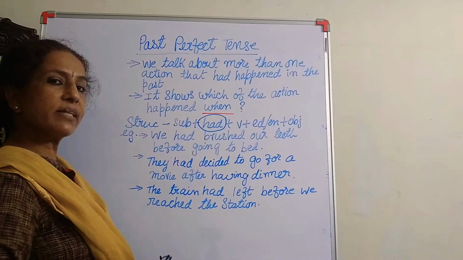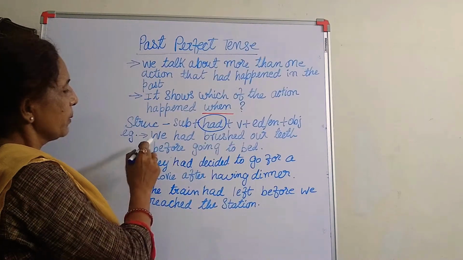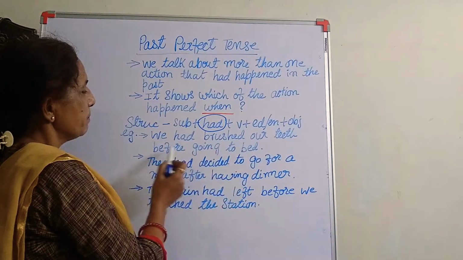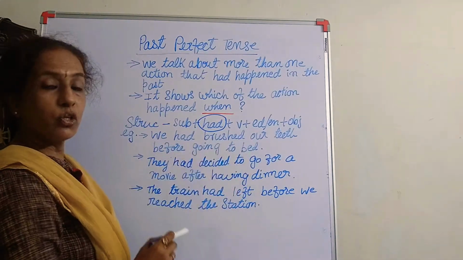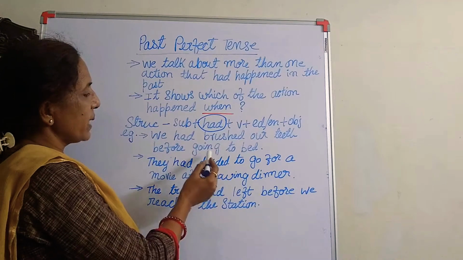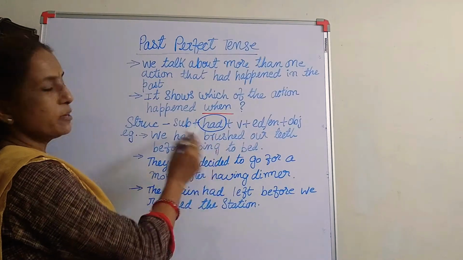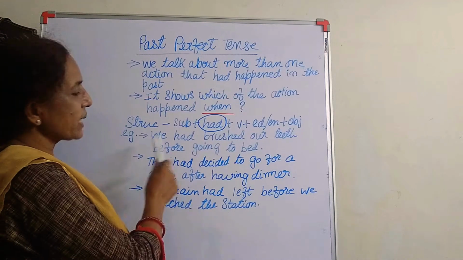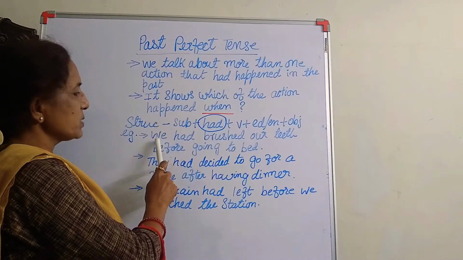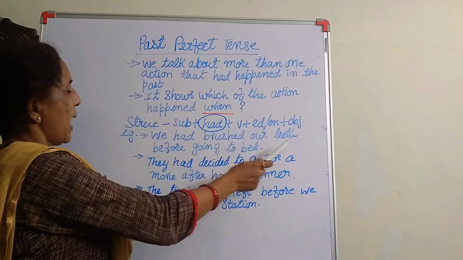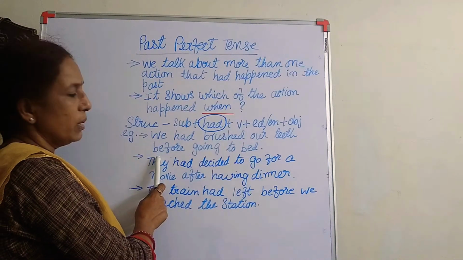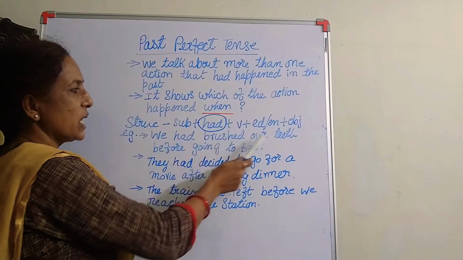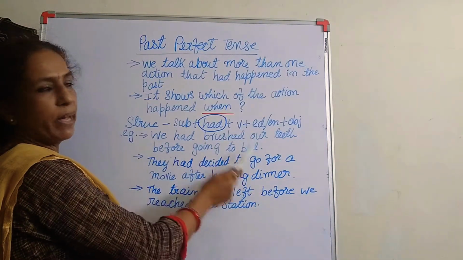Let us better understand with the help of examples. We had brushed our teeth before going to bed. So two actions are seen here. One is going to bed, the other is brushing the teeth. And seeing this sentence, you understand which action has taken place when. First we had brushed our teeth and after that we had gone to bed. So we had brushed our teeth before going to bed.